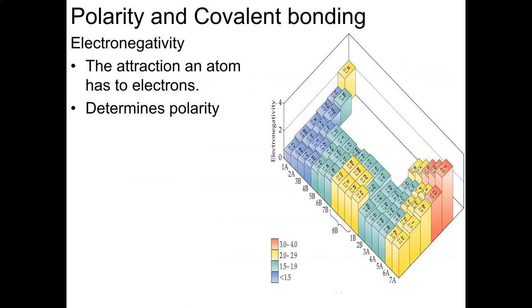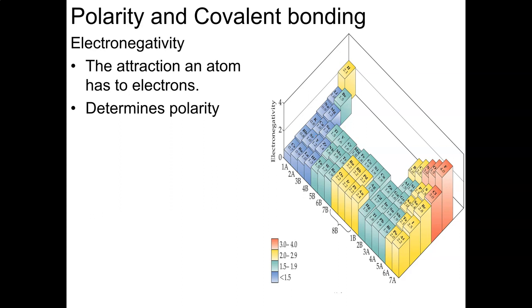All right, polarity and covalent bonding. Electronegativity, the attraction an atom has for electrons. So we talked about this a long time ago with periodic trends. You can see the trend increases as you go to the right. You'll see the noble gases are completely missing from this chart, and the reason is they're all 0. Noble gas has 0 electronegativity. So polarity is determined by whether you have an equal or unequal attraction of electrons.